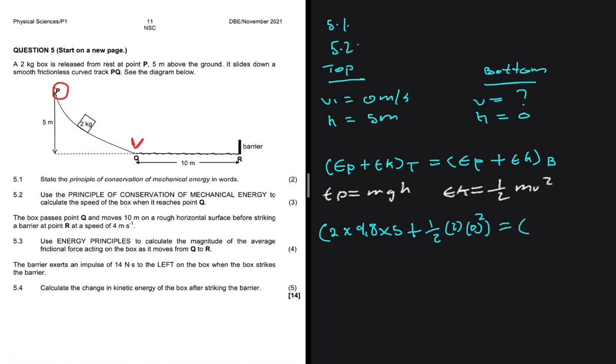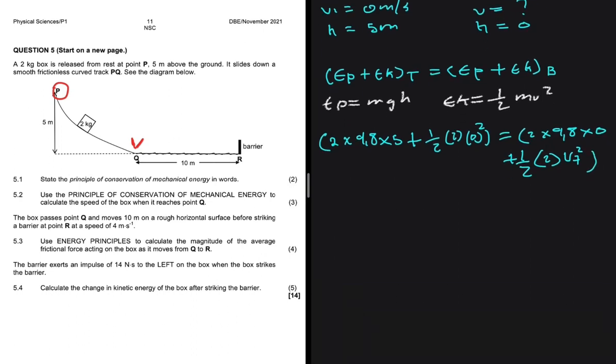So EP at the bottom, we have the mass 2 kg multiplied by 9.8 multiplied by 0, because at the bottom the height is equal to 0, and then plus a half, the mass is 2 kg, and then VF squared. We're looking for the velocity or the speed at the bottom.